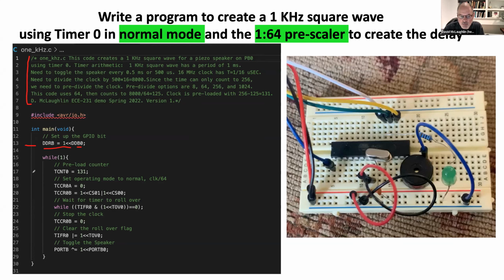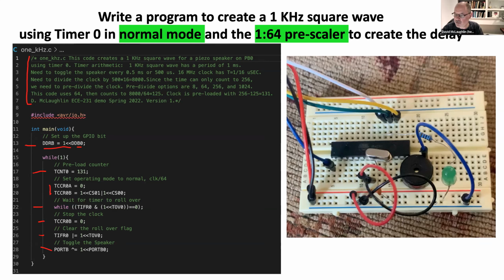Then we have our while loop. I'm going to preload the counter. It's 125 steps away from the top. I'm going to initialize those registers, and wait for it to overflow. I stop the clock, clear the counter, toggle the output pin, and then loop again.